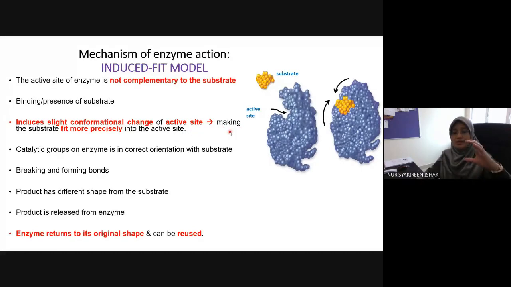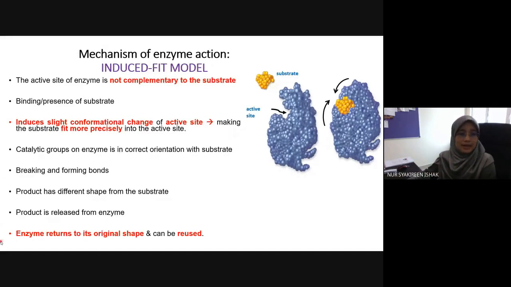So here is the active site of an enzyme. Here you have the substrate. Okay, so the shape is different. They do not complement each other. But once the substrate starts to enter into the active site, the active site will be induced to change slightly its shape. And once the active site changes according to the shape of the substrate, this causes a more precise fit between the substrate and the active site, to form the enzyme substrate complex.